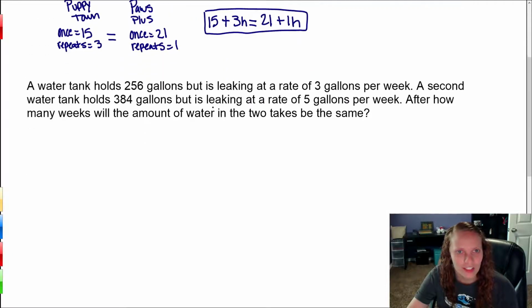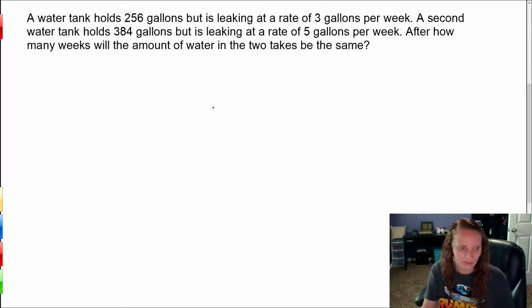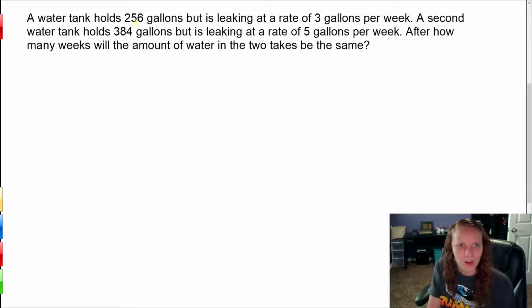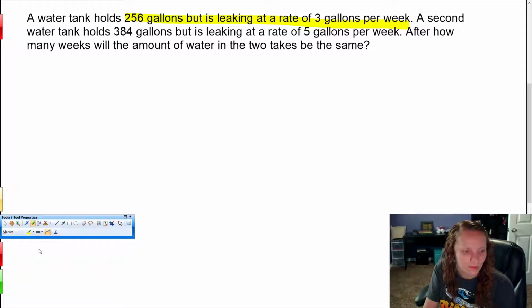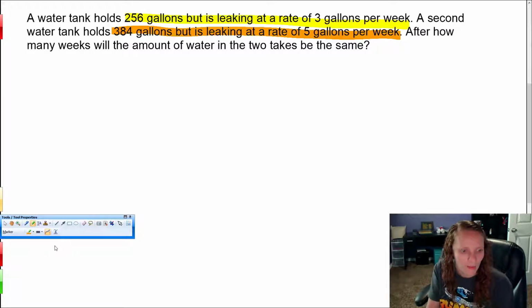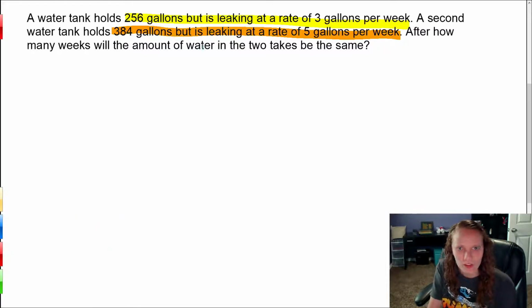Alright, let's try the next one. A water tank holds 256 gallons but is leaking at a rate of 3 gallons per week. A second water tank holds 384 gallons but is leaking at a rate of 5 gallons per week. After how many weeks will the amount of water in the two tanks be the same?